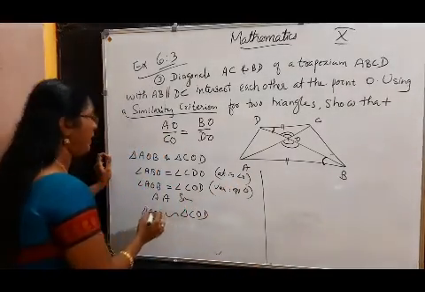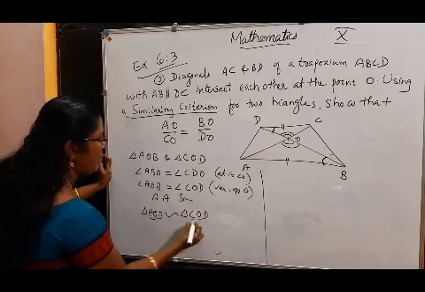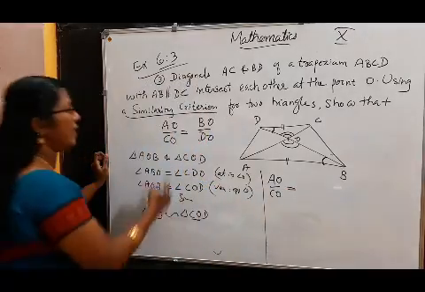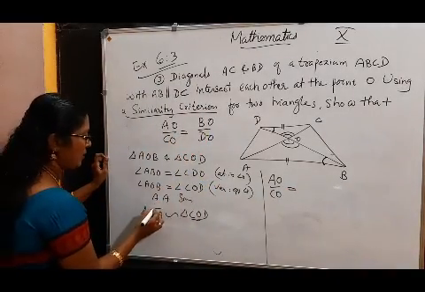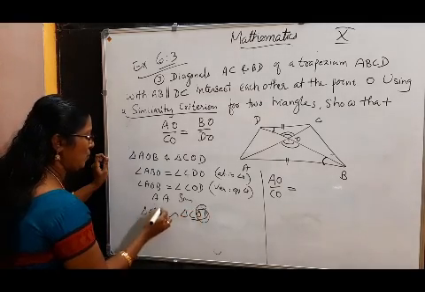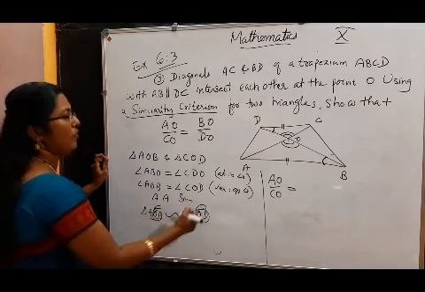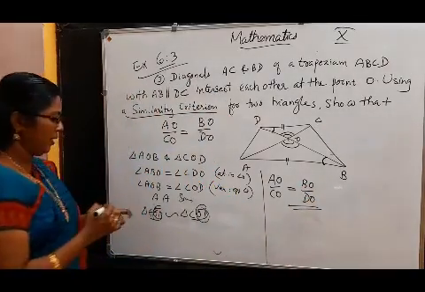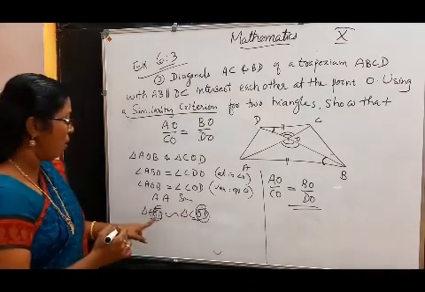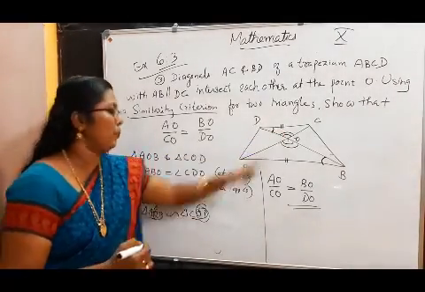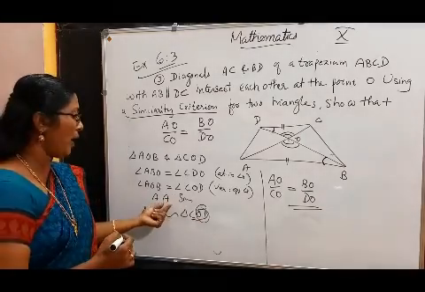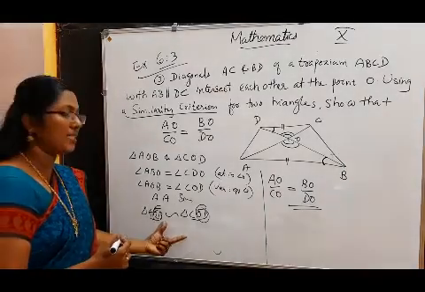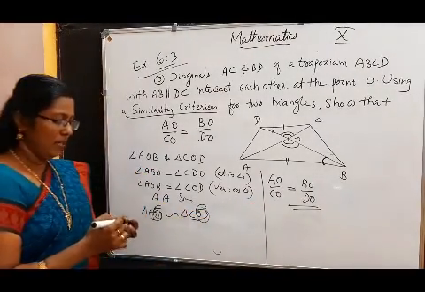So we can write AO by CO, corresponding parts, equals BO by DO. Here angles A and C are equal, O and O are equal, that is vertically opposite, and B and D. If two angles are equal, the third angle is also equal by the angle sum property. If two triangles are similar, their corresponding parts are proportional.